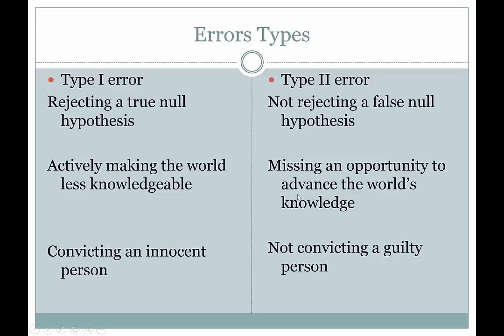Okay. So again, just a redefinition, the type 1 error is rejecting a true null hypothesis. So that's what it means, right? You rejected something that was true. A type 2 error is not rejecting a false null hypothesis, right? So a missed opportunity, as I said before, actively making the world less knowledgeable versus missing an opportunity to advance the world's knowledge, right? Like you had an opportunity to do something good, but you didn't take it, right?